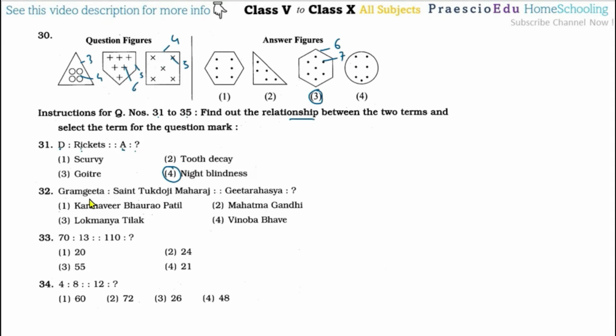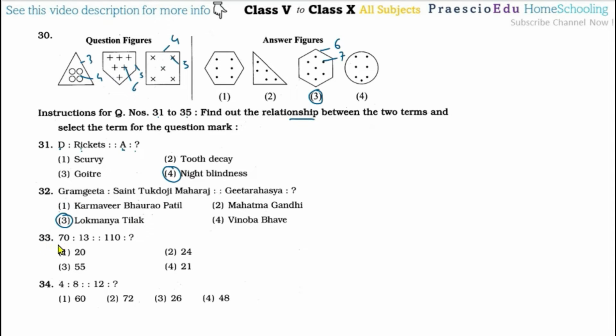Question number 32. These are books and their authors. Gram Gita: this book has the author Sant Tukdoji Maharaj. Like this, Gita Rahasya is written by, or we can say the author of this book is, Lokmanya Tilak, which means option number 3 is correct.